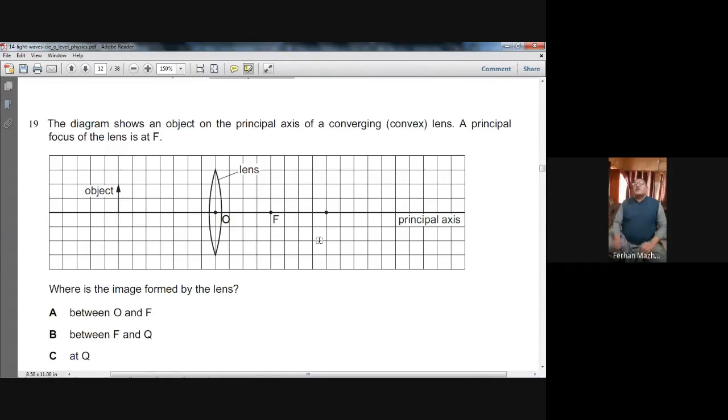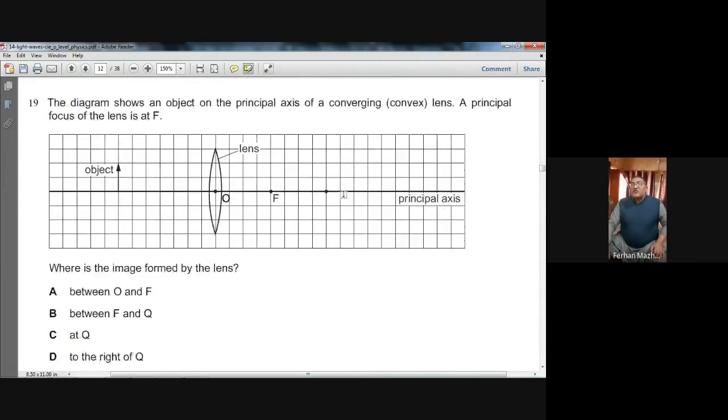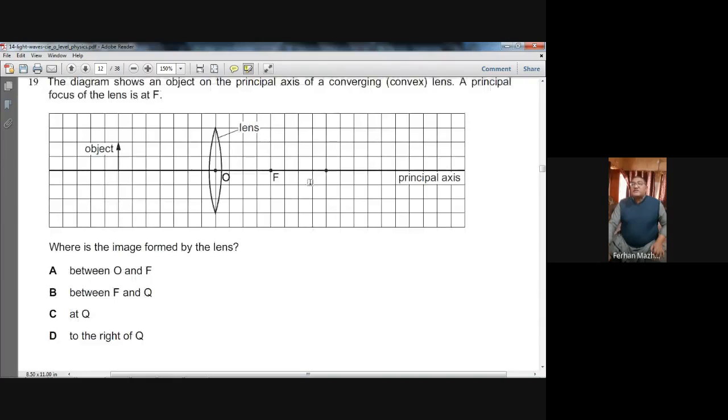The diagram shows an object on the principal axis of a converging lens. The principal focus of the lens is at F. In this diagram the labeling Q is missing, so Q should be written here. This is F, this will be 2F, the Q, and the image should be on the right side of 2F, or the right side of the Q. Something is missing in this question.